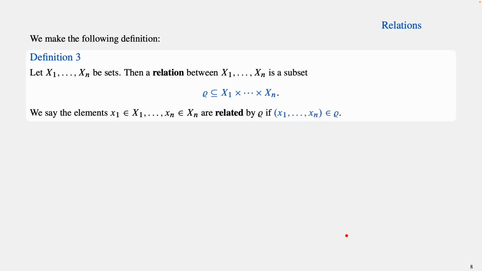So we make the following definition based on our previous thoughts. Let x1 to xn be sets, so a finite number of sets, and then a relation between these sets x1 to xn, or rather between the elements of these sets, is defined to be a subset rho of the Cartesian product of the sets x1 times x2 and so on times xn. And we say that elements x1 from the set big X1 and so on, xn from the set big Xn, are related by rho if the tuple x1 to xn is contained in rho, is contained in this subset of the Cartesian product.